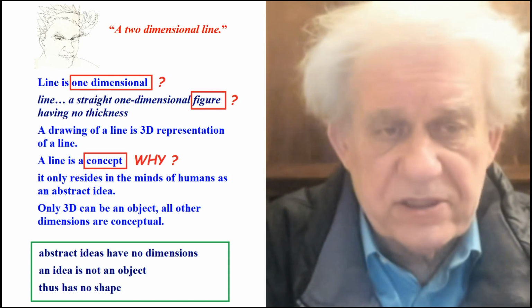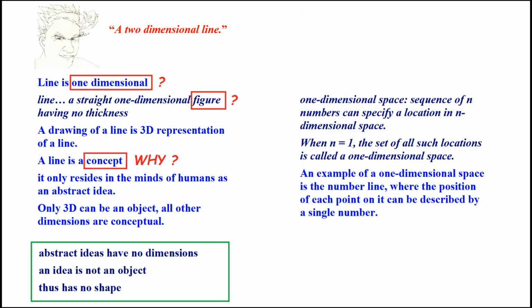Okay, and just in case, you see they're one-dimensional. What's a one-dimensional space? In one-dimensional space, a sequence of n numbers can specify a location in n-dimensional space. When n equals 1, the set of all such locations is called a one-dimensional space. An example of a one-dimensional space is the number line. So you can see that these people just run around in circles and you never get to the bottom of it. Is a line a one-dimensional space? What does it mean? Well, it means it's a set of all such locations.